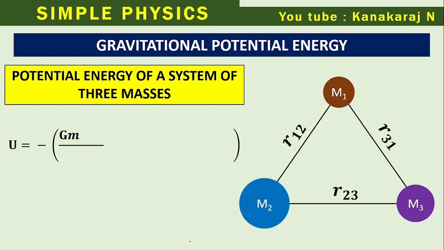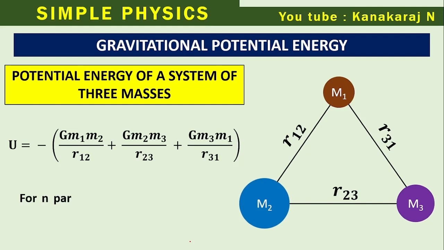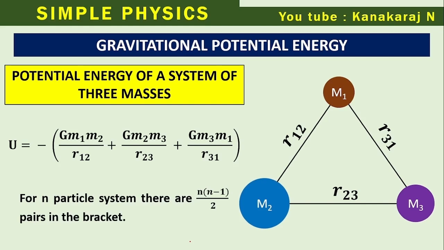So epsilon equals minus G M1 M2 upon R12 plus G M2 M3 upon R23 plus G M3 M1 upon R31. For an n particle system, there are n multiplied by n minus 1 upon 2 pairs in the bracket.